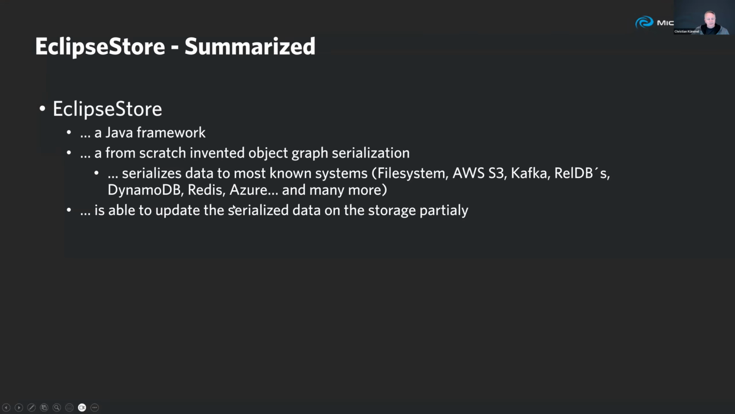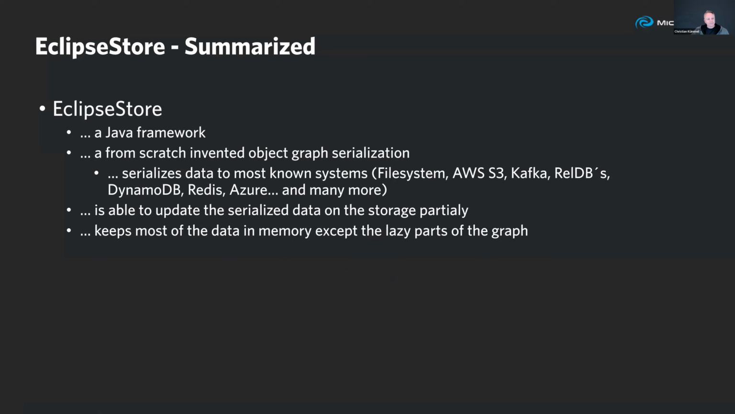Now comes the interesting part. You will be able to update the serialized data on the storage partially, and that is one of the special things with EclipseStore. We do not have to write down the full data again and again. So we are able to update the serialized data partially. Most of the data is kept in memory, of course. That is why our storage solution is that fast. But of course, except the lazy parts of the graph, the lazy parts stay on the hard disk as long as they are needed.